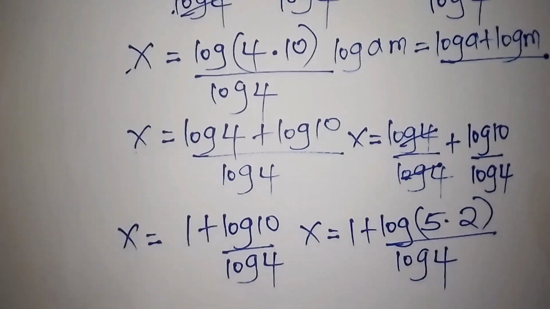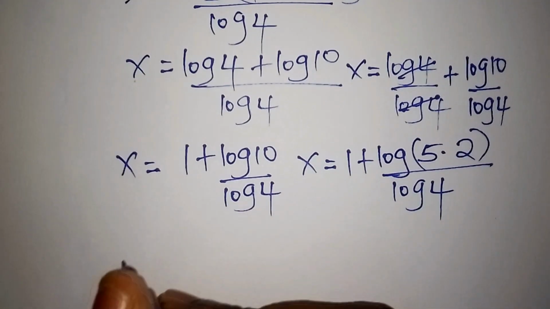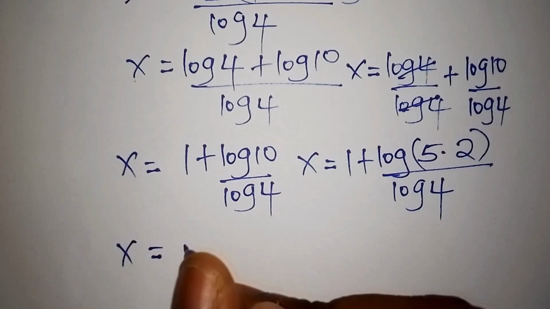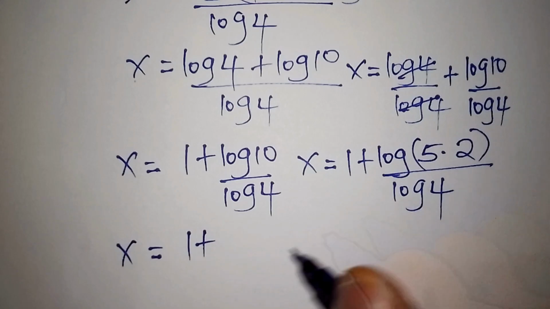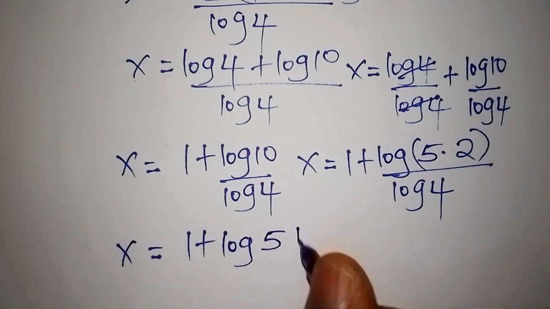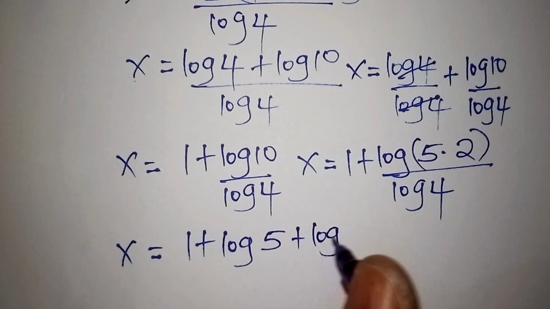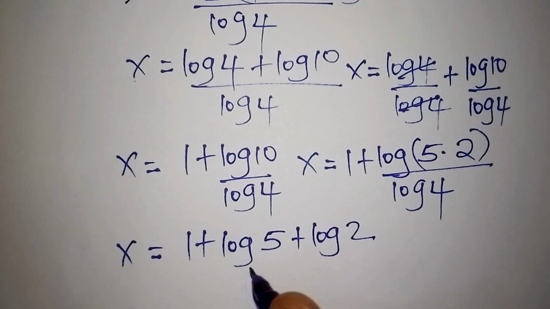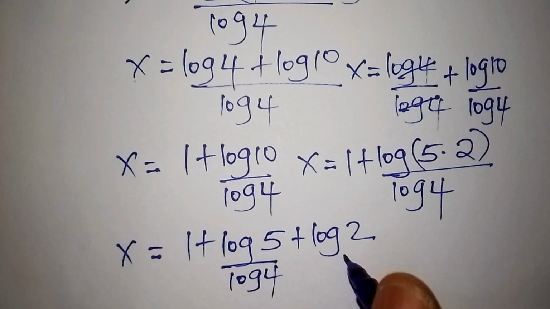So that is now the value for x. Now x shall be equal to 1 plus, so here we shall now have the log of 5, then plus the log of 2, then all of these ones shall be all over the log of 4, then also all over the log of 4.